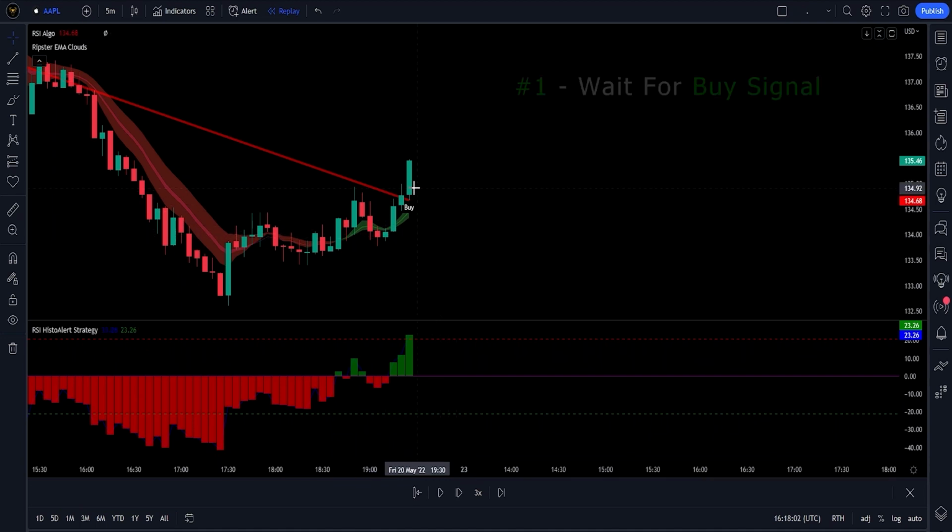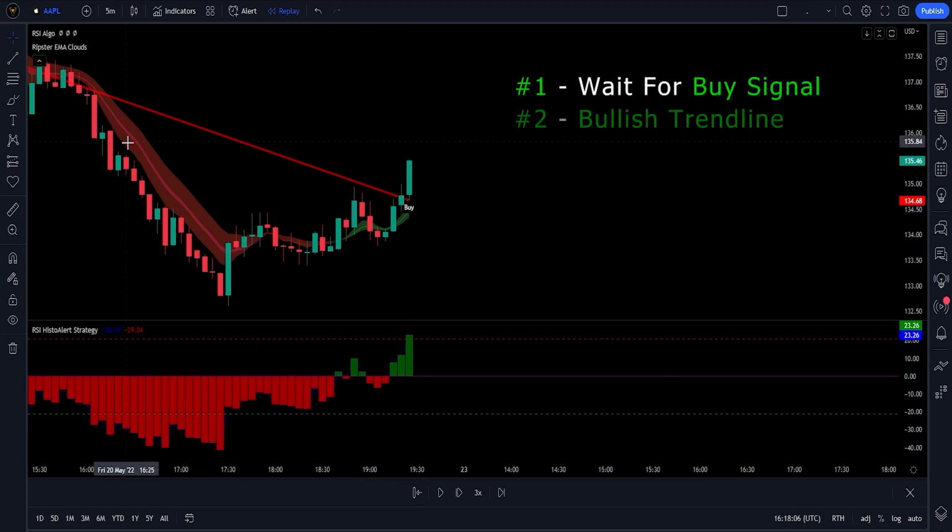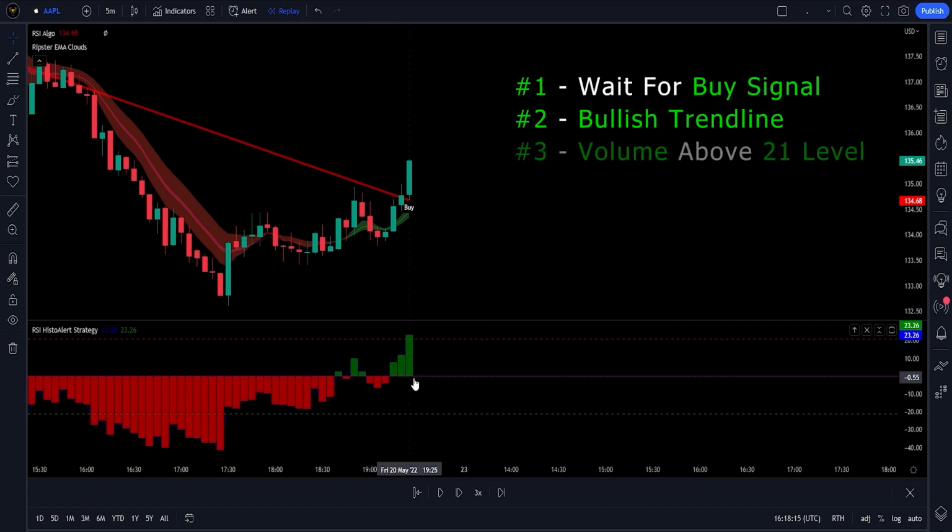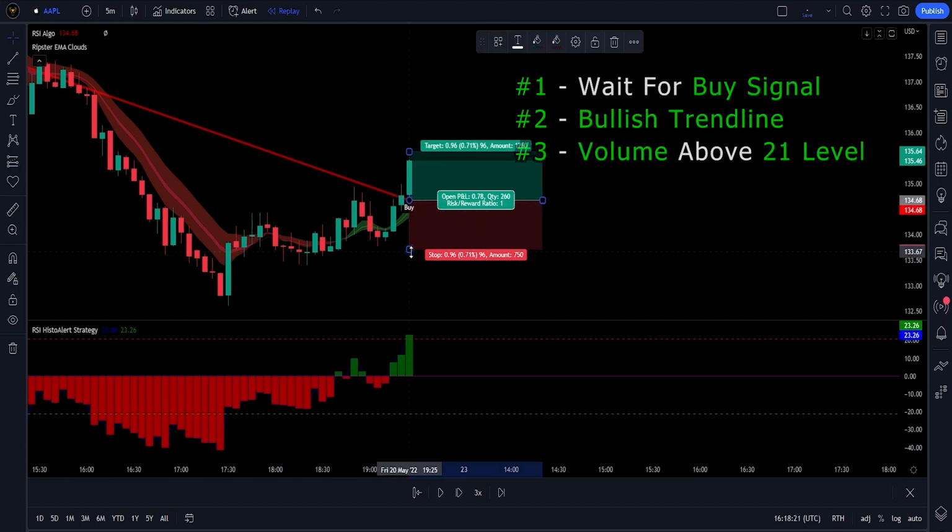So look at this. We see a buy signal, that's rule number 1. Next we can see that our trend line changed its color from red to green, signaling that we are entering a bullish pattern, that's rule number 2. Lastly, our volume level is above the 21 level line. All 3 conditions are met, and we can enter a long trade.